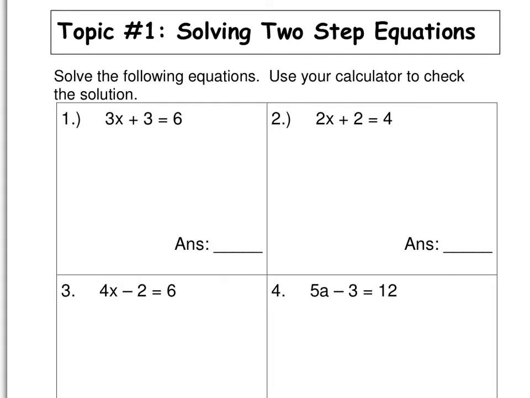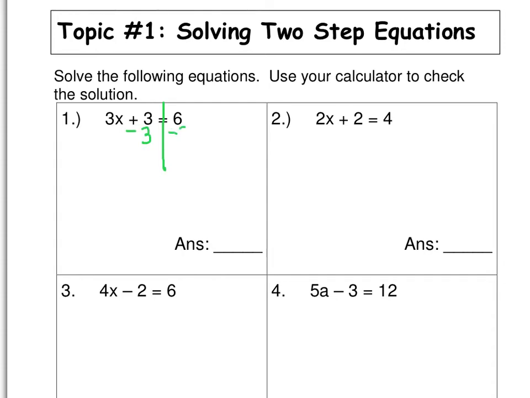Notice that the variable is on the left, so that's the side that you work with to try and get this x alone. So first we're going to draw a line where the equal sign is, because whatever you do to one side you have to do to the other. So we always start with addition or subtraction first if it's available. So we see that we have adding 3. In order to undo adding 3, we're going to subtract 3.